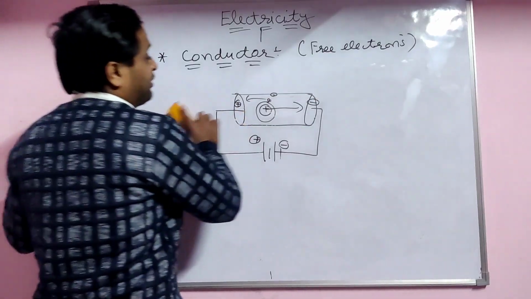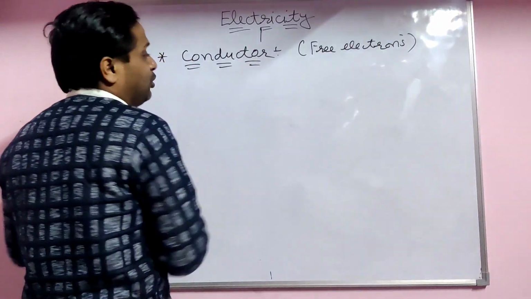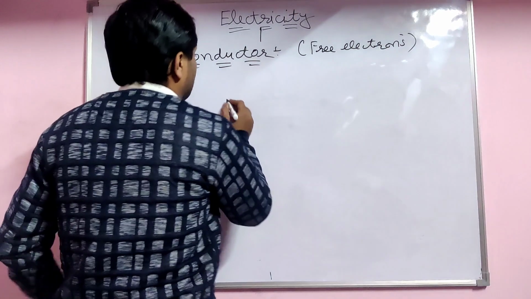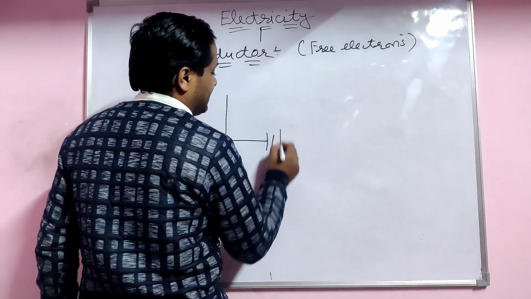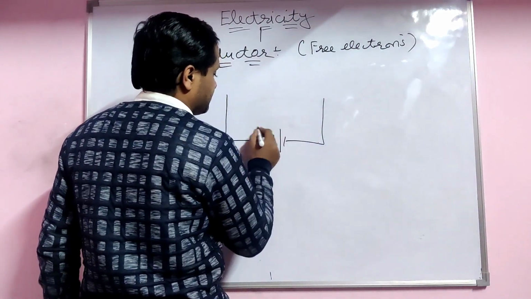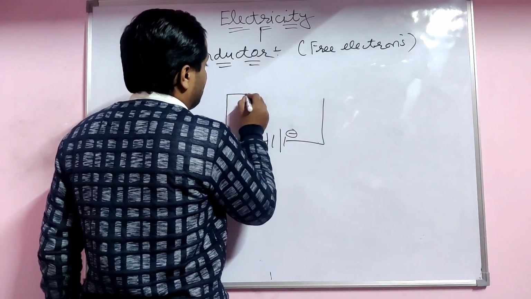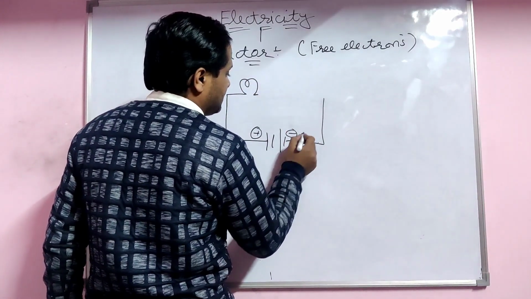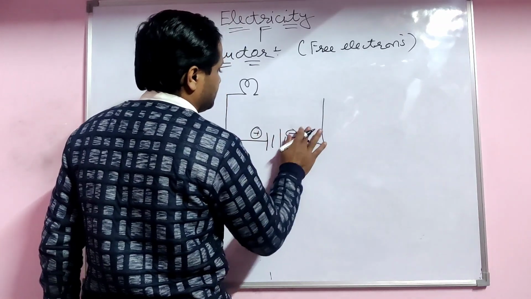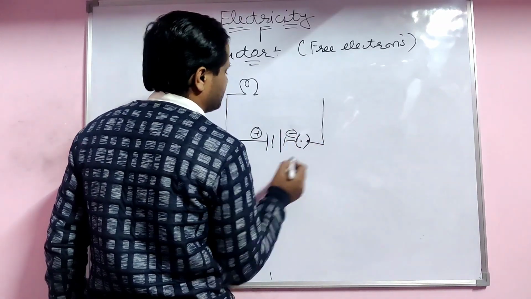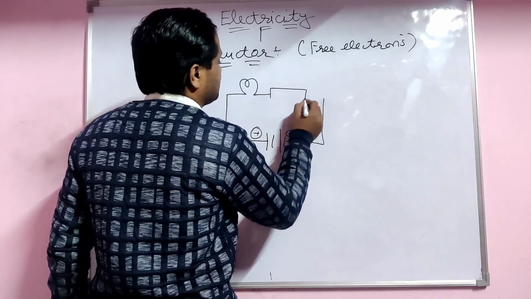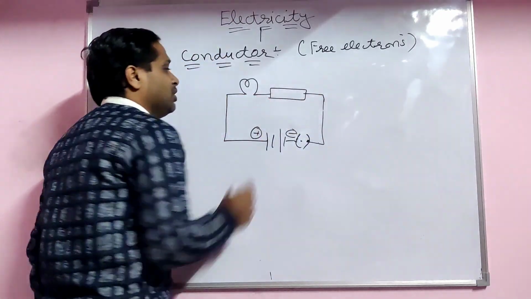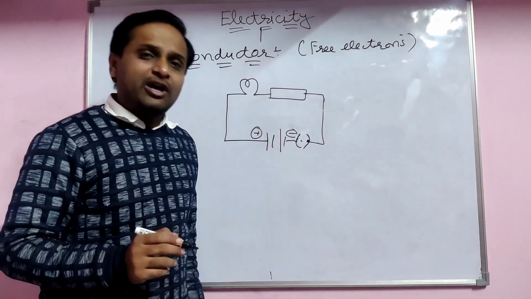So we have to perform one activity to know which one is an insulator and which one is a conductor. See the circuit diagram of that one. Here you take one bulb. Here you take a key. And here you leave one space between them, one box, on which you connect different materials.